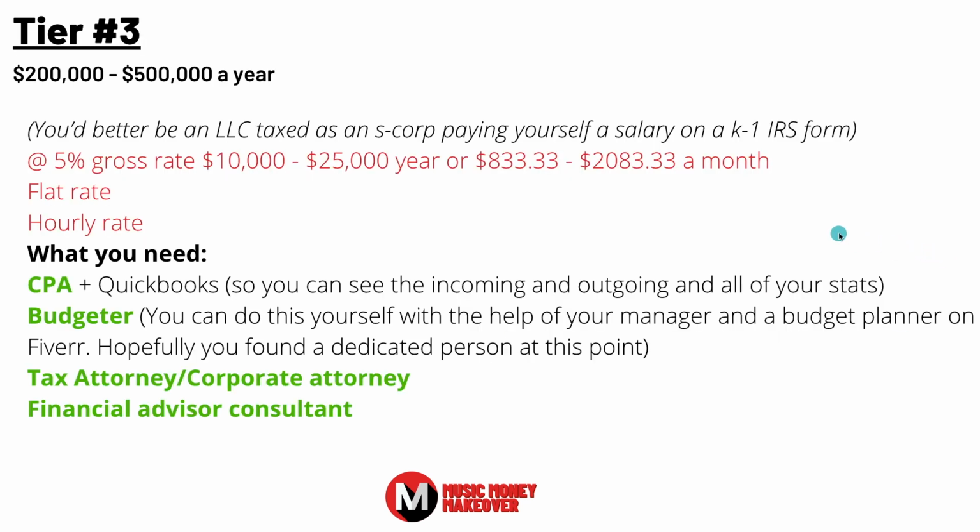So now, tier 3, here we are. We still can't afford the business manager yet. This is an entire album and a music video for us. $200,000 to $500,000 a year. I'm going to say at $500,000 a year, you might be getting close.